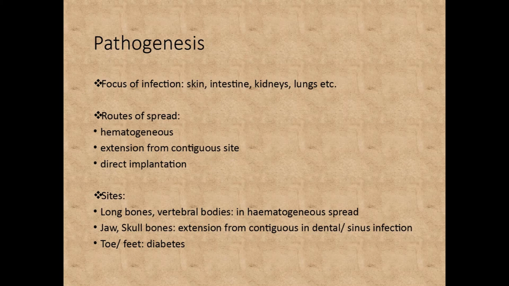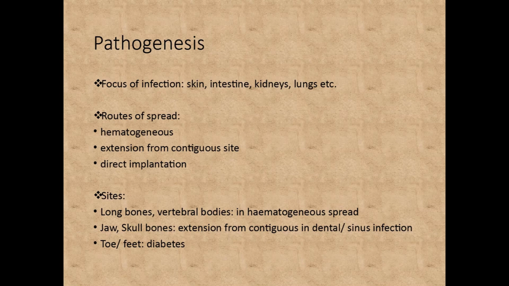And thirdly, direct implantation. Suppose a patient has an exposed fracture, then bacteria from the surface of his skin can be translocated into the bone. So that is an example for direct implantation. One more example is a patient undergoing some surgery and from outside the bacteria have been put on top of bone. So that is another example for direct implantation.